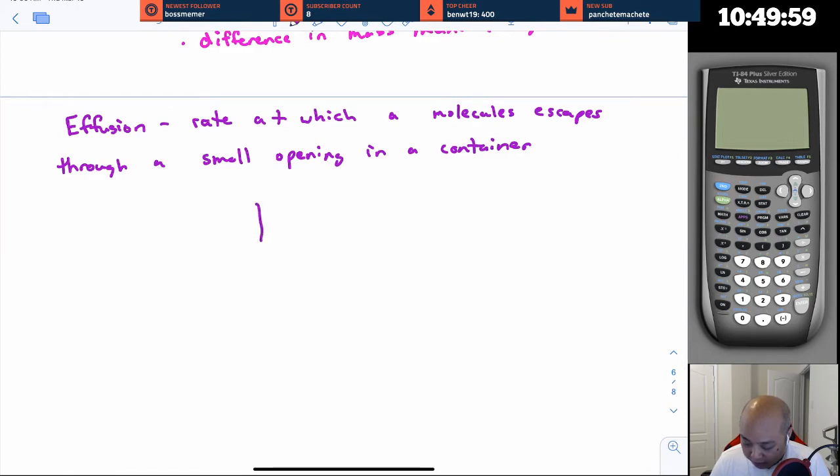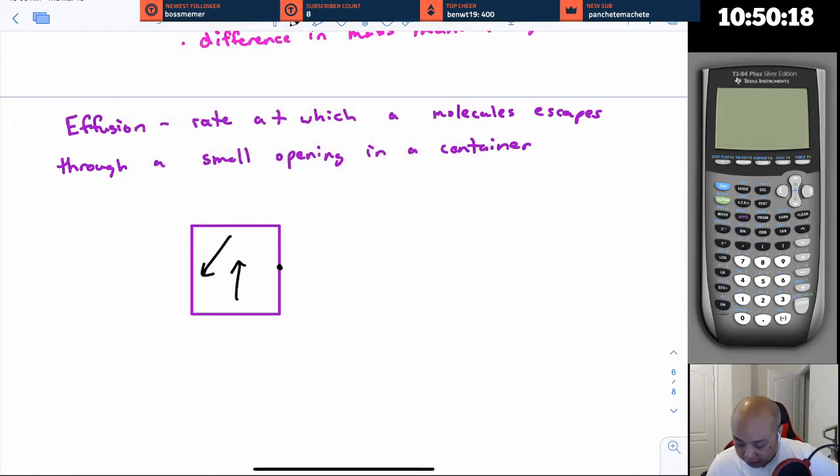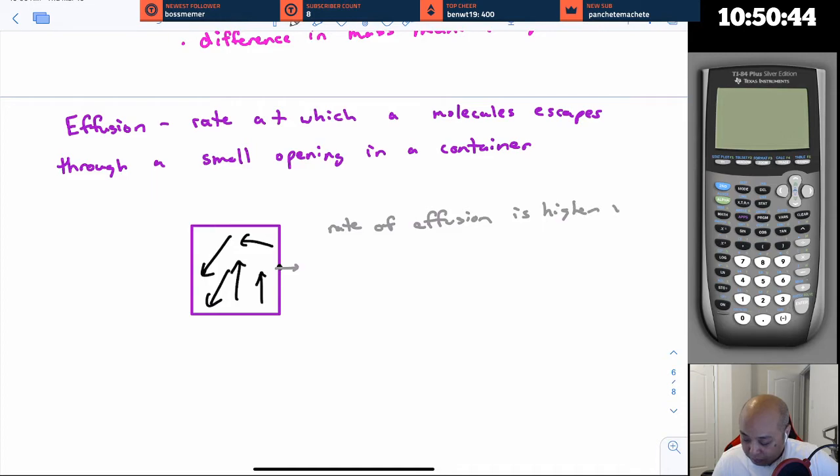So what you want to think about is, imagine a box. And imagine that there's a small opening here. Well, the particles are constantly moving around in the container. Now, eventually, some of those particles will escape through that small opening. And the probability of that molecule escaping is higher when the particles are moving faster. So, rate of effusion is higher when particles move faster.